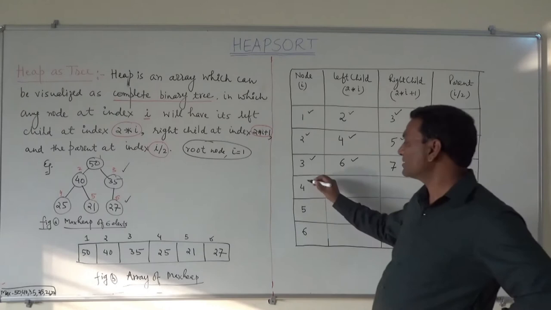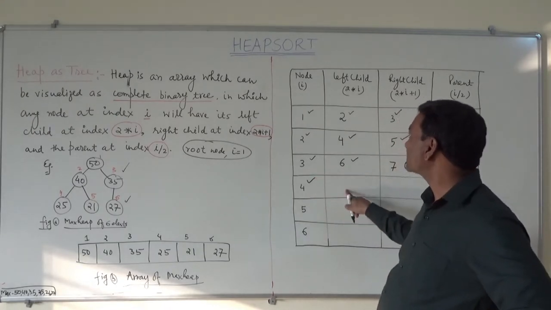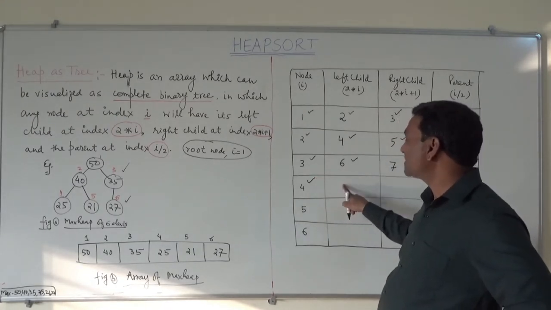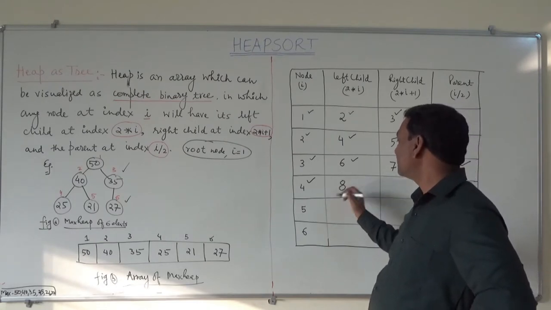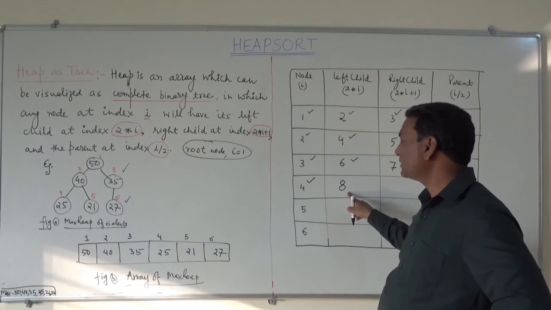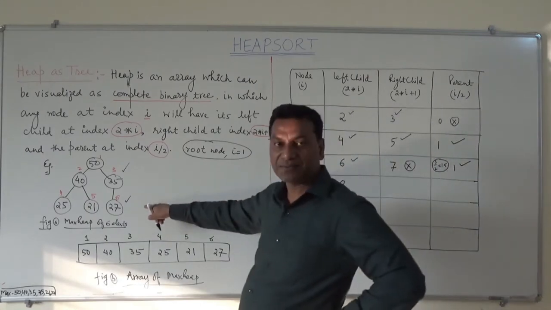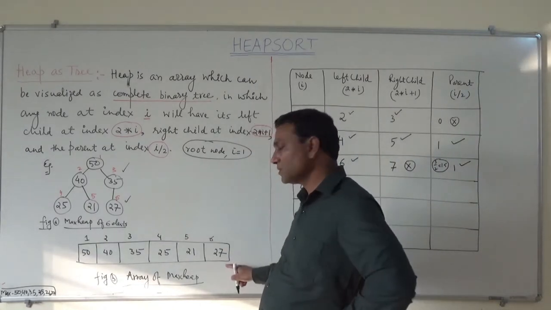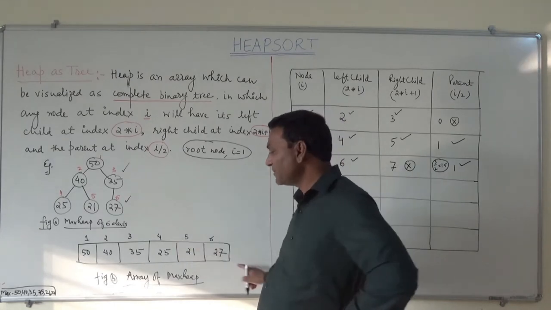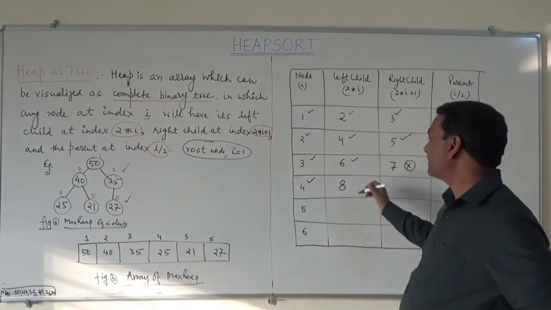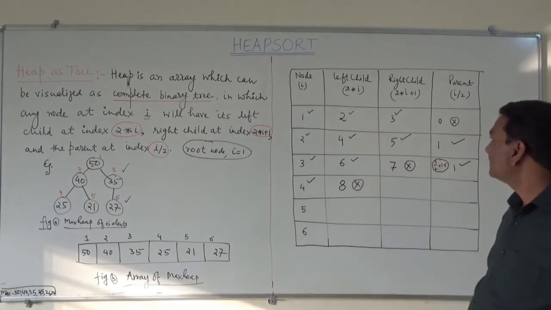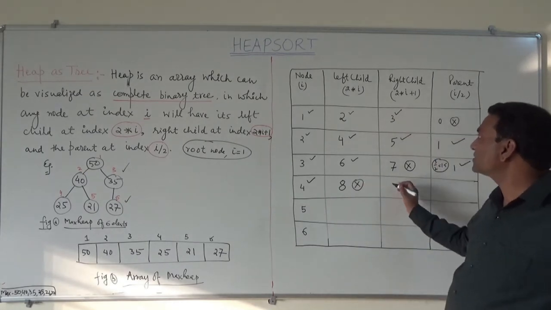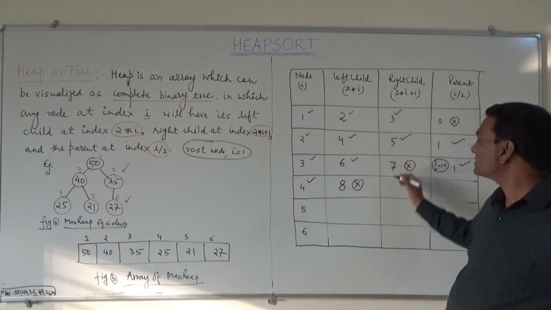Now we will consider I goes to 4. So now we will see the left child. Left child will be at 8th position, at index 8, because 4 into 2 is 8. Now 8th position is absent. From here we can also see, because there are 6 elements in this array, 8th is absent. So this is not verified. This is absent. In the same way, its right child will be at position 2 into I plus 1, this will be 9.